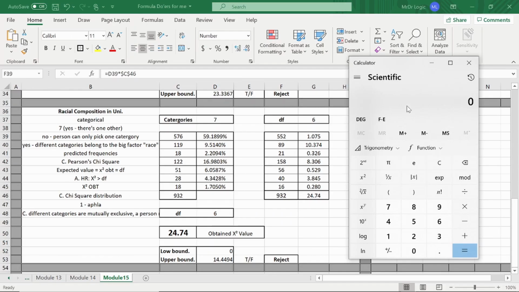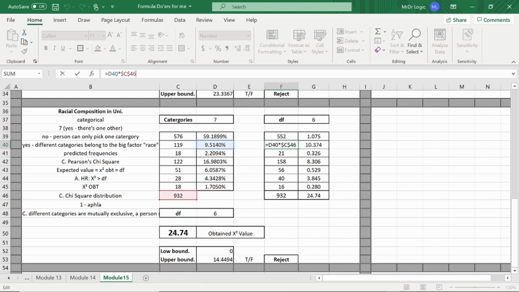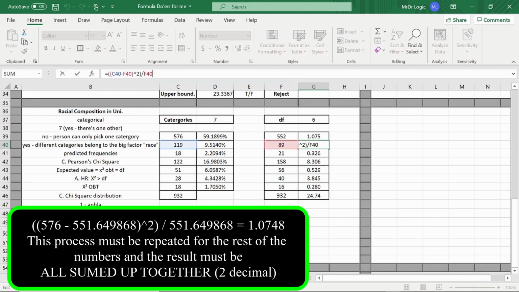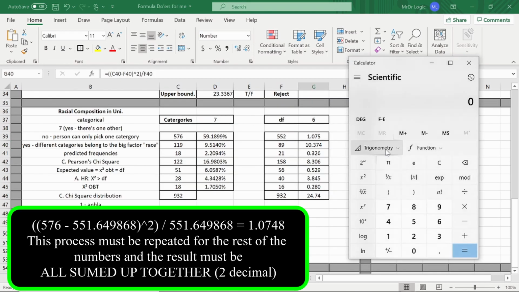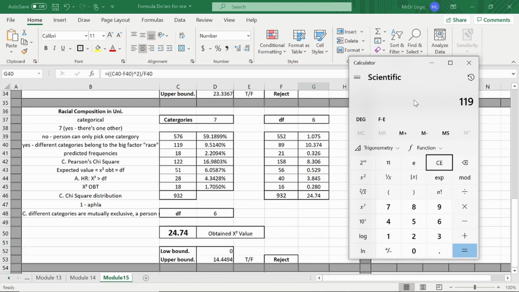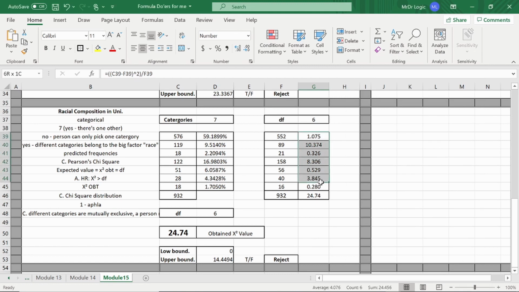Okay, so you can already see here how this is going to be a bit of a challenge. You get all these values and you have to do them independently. So 89, and if you take this value, we'll go back here, 119 minus 89 squared divided by 89. Get this answer, and then from there you continue the whole process. You add them all up, and that's your final x squared value.